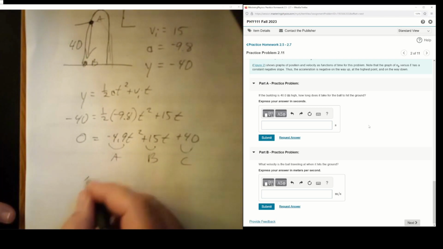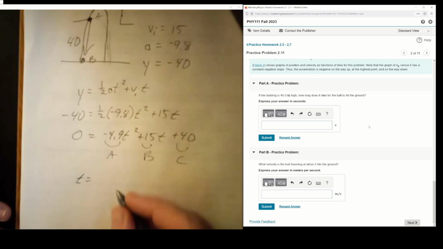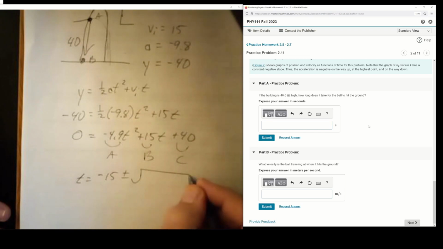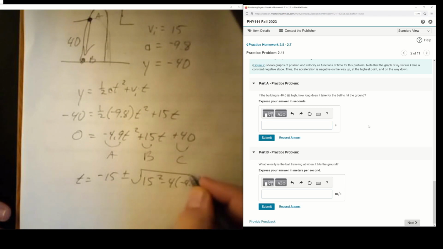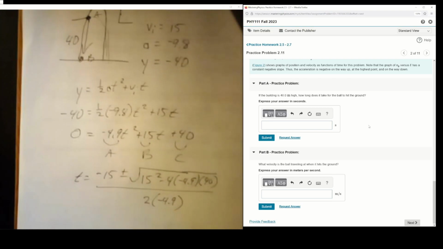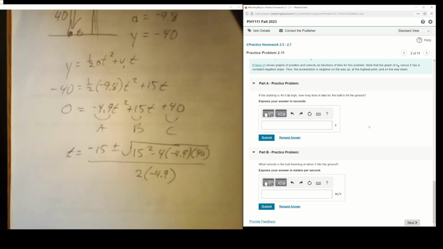So, the quadratic formula: negative B plus or minus the square root of B squared minus 4A times C, all over 2 times A. And I'll pause for a second and type all that in my calculator.